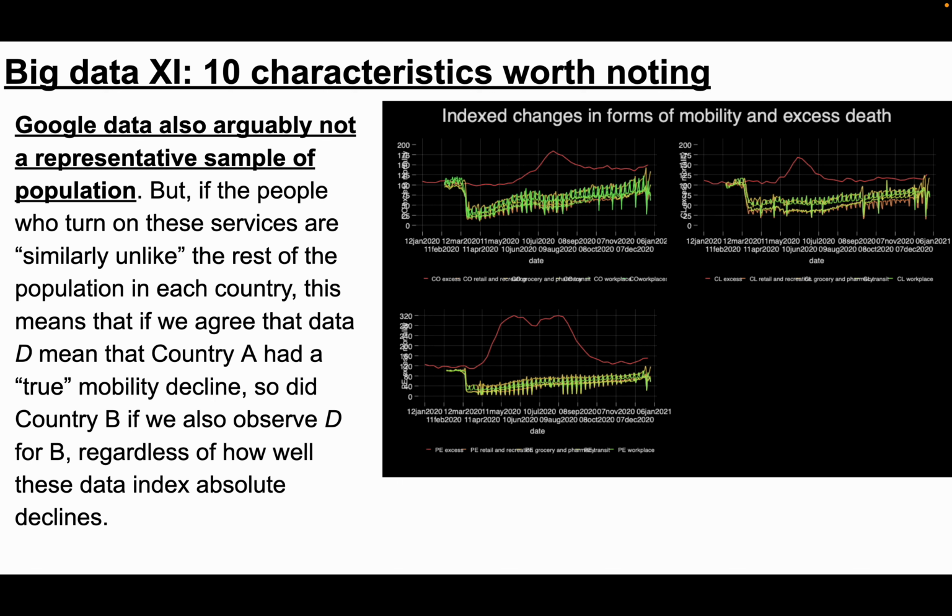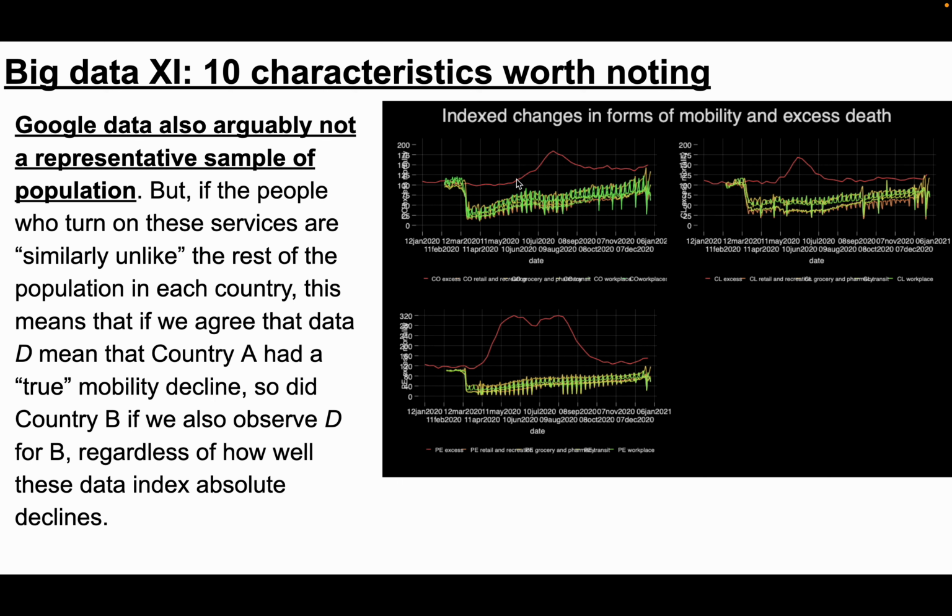Now, there is one thing I wanted to mention here, which is that if the people who turn on these services in country A are similar to people who turn on these services in country B, that means that even though they're both bad proxies of the population in a sense, they're both bad in the same way. And this is another way to deal with that bias. So as long as we're comparing like with like, that's the general principle here. It's not really a problem. But the question again is, can we test that assumption? And the answer is no.